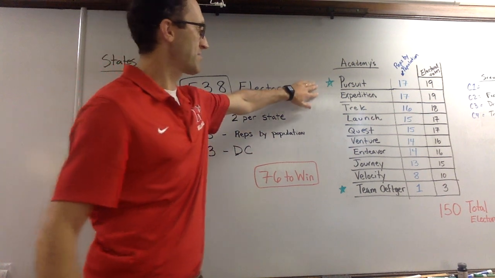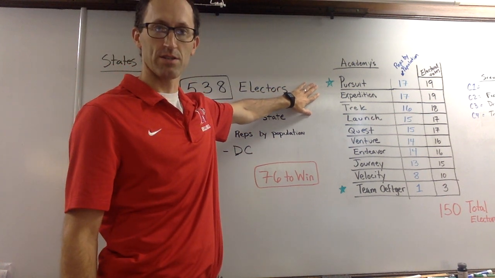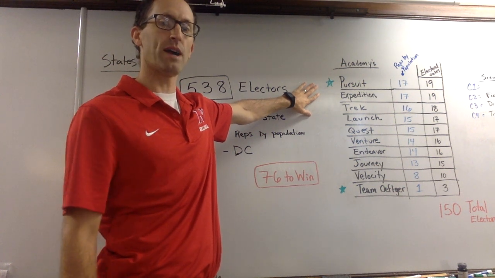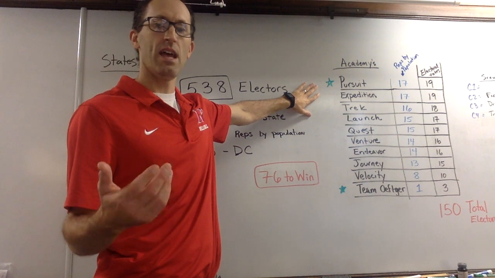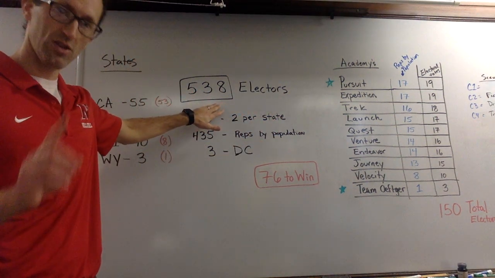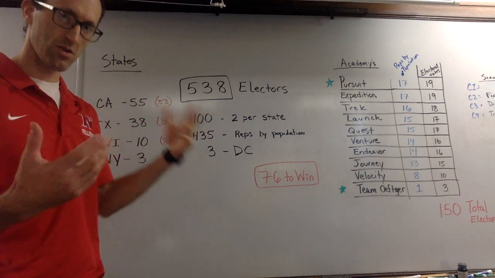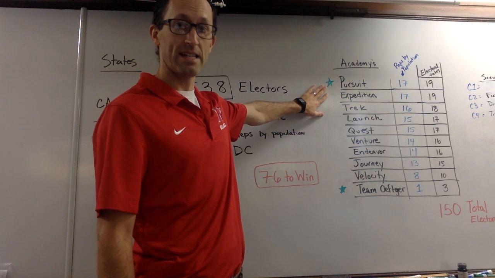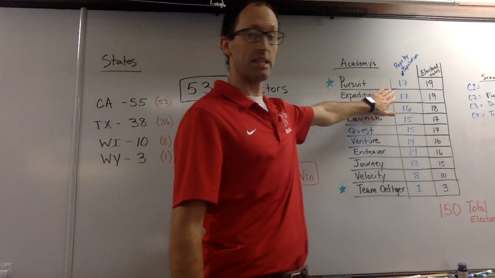So Pursuit and Expedition had the largest population, about 120 students in each academy there. We divided that number by 7 because every 700,000 people in our state elections, you usually get 1 representative. So we're going to try to equate it that way. You divide 119 by 7 and you get 17.